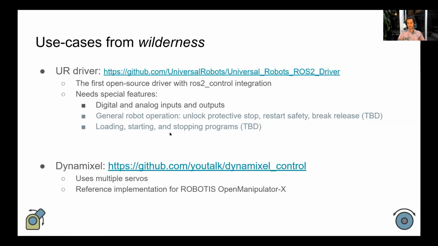And some fun things will come in the future. It's like controlling general robot operation, which can be done with UR: protective stop control, safety restart, brake release, and similar. You can even start, stop, and load programs. So the idea is you start your ROS2 control framework together with the computer starting up, and you can then do everything with the robot through the controller. The idea is you don't have to stop it.